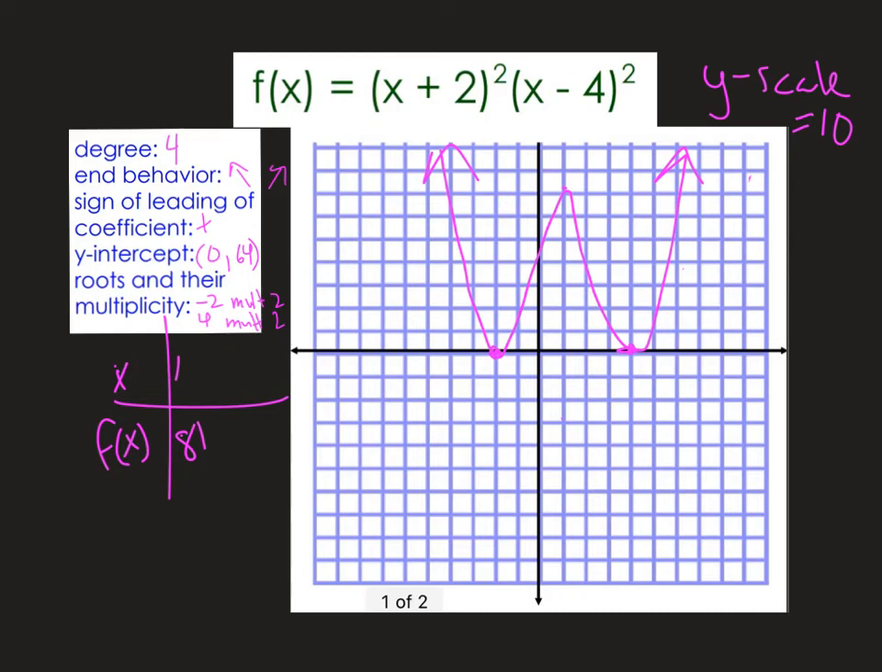A touch and turn at negative 2, right here, and a touch and turn at positive 4. And you can say, well, what if I didn't want to make my y scale equal to 10? Well, what if I wanted to make my y scale 20? Right? And I'm going to draw that one in red. I'm going to make it a 20. Well, then this would have been 20, 40, 60, 80, and my picture would have gone like this, right?